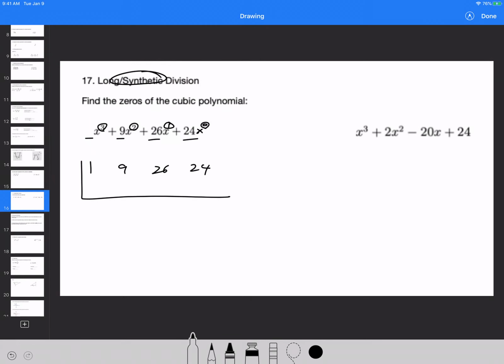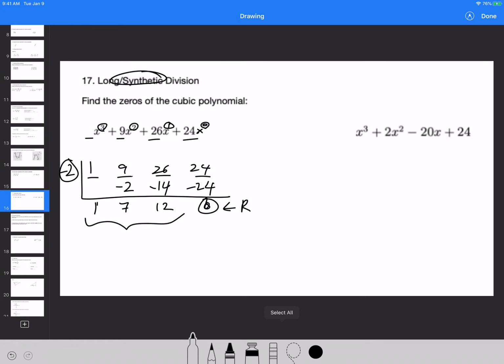But remember what I always told you: try to use -1, +1, and those kinds of values first. That's what I asked you to do. But since all these are positive numbers, I'm going to try -1 first. I can already see that this is not going to work out. So let's scratch that, and let's try to use -2 instead. And look at that, I have a 0, which gives you the remainder of 0. That means that -2 is one of my zeros.